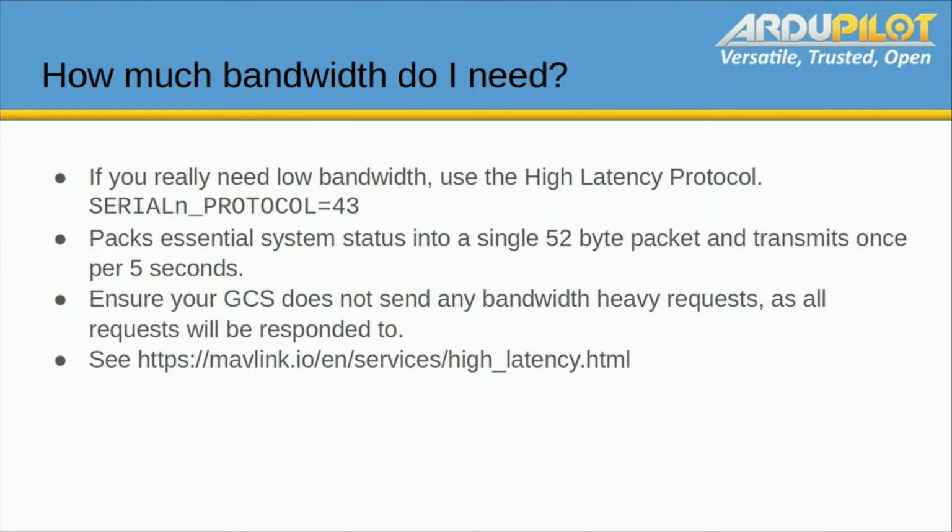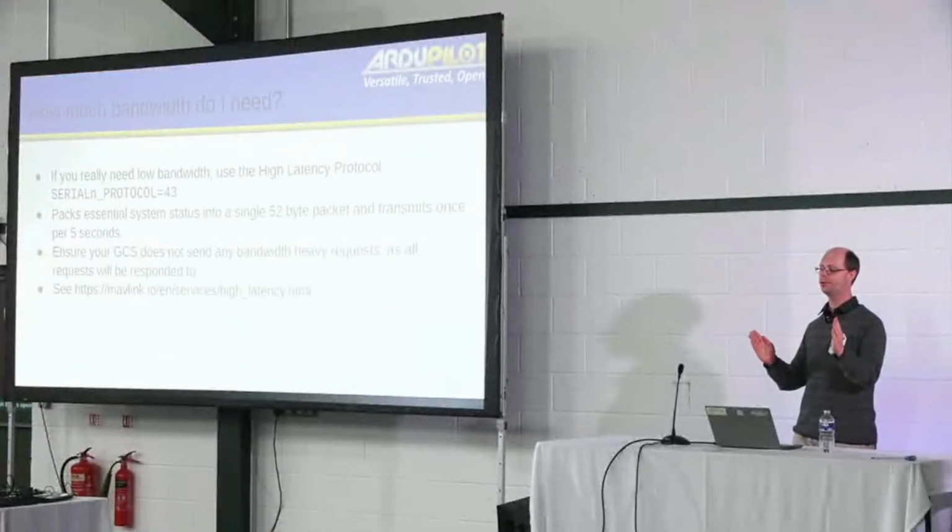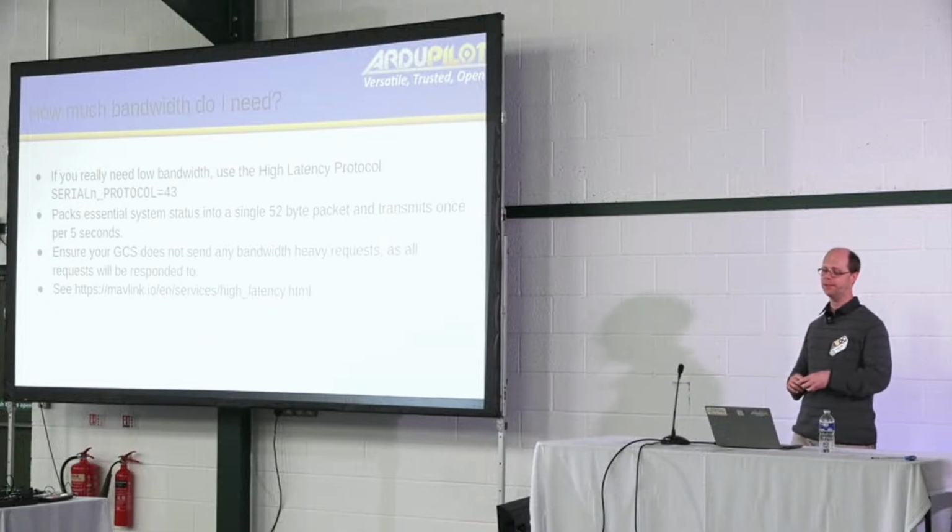So if 1 kilobyte a second is still too much for you, there's the MAVLink high latency protocol. This is a really, really low data rate, and you are sacrificing a fair amount of knowledge about what your aircraft is doing. What the high latency protocol does is send one giant MAVLink packet, the HIGH_LATENCY2 MAVLink message, that contains essential status about your aircraft and transmits it around once per 5 seconds. So that's around a 52-byte packet every 5 seconds. That is really, really low bandwidth.